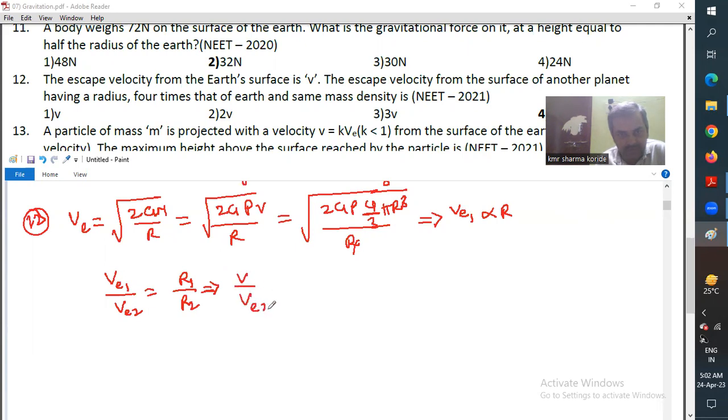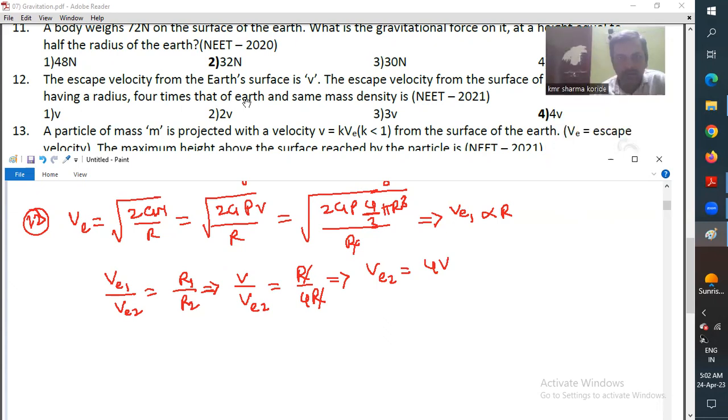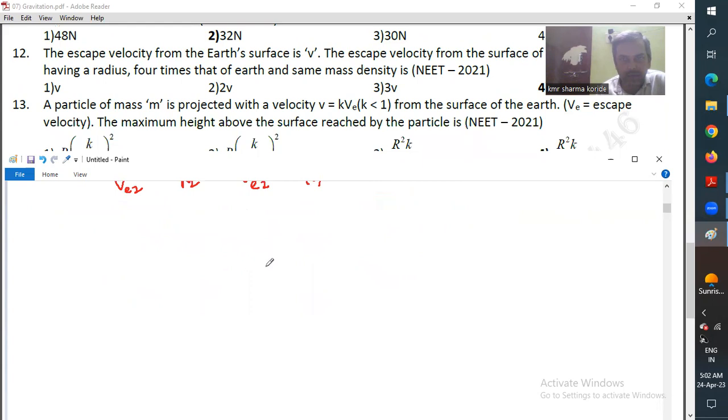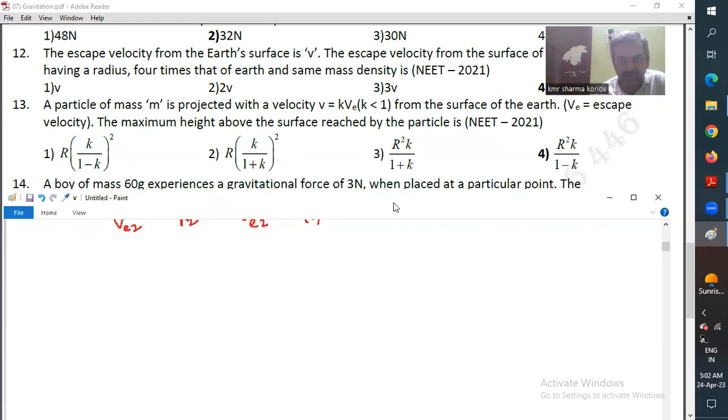So we are looking for the escape velocity on the planet. So this is R. They mentioned the second planet is having radius 4 times that of the earth. R and R get cancelled. So escape velocity 2 is 4v. So the last option is, I think, correct. Yeah. Next, moving to this, which is again based on conservation of energy.